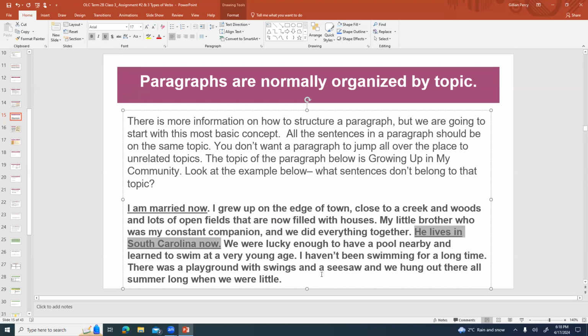We were lucky enough to have a pool nearby and learned to swim at a very young age. I haven't been swimming for a long time. Okay, same thing. I'm off topic here. I'm supposed to be talking about growing up, and this isn't about growing up. There was a playground with swings and a seesaw, and we hung out there all summer long when we were little.